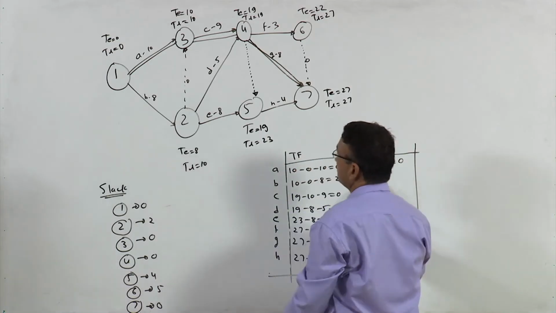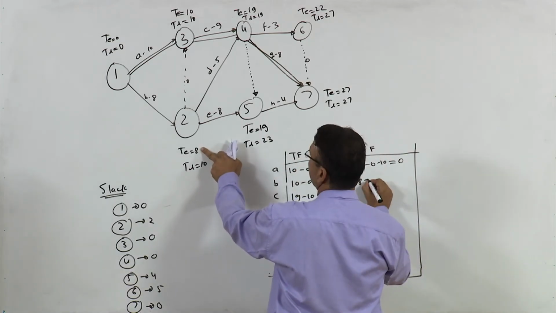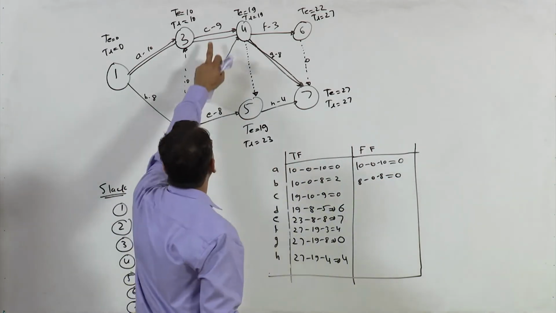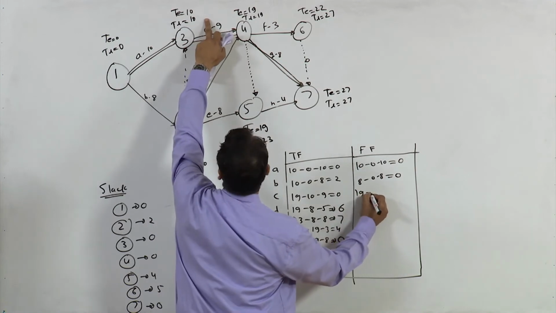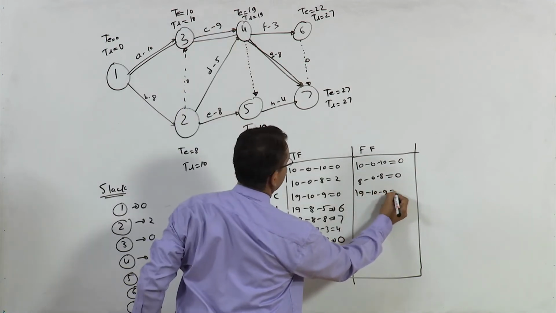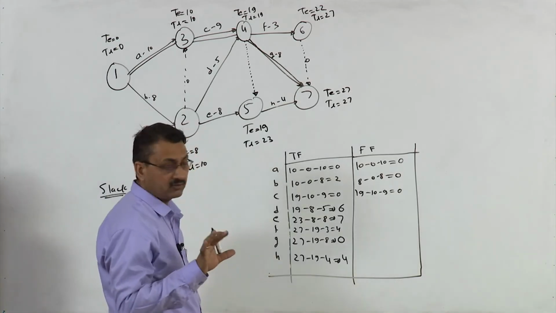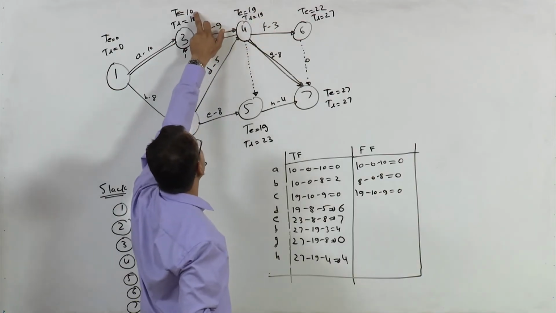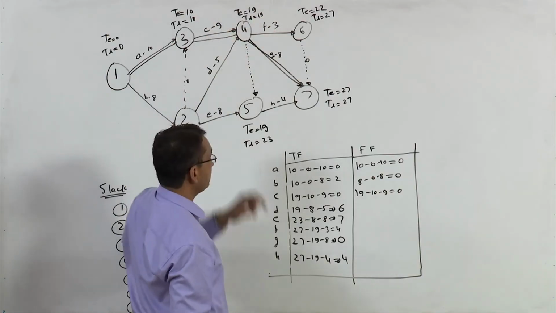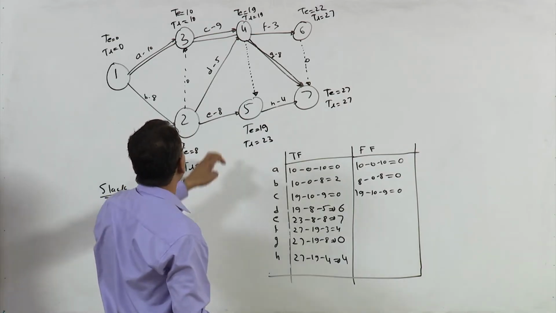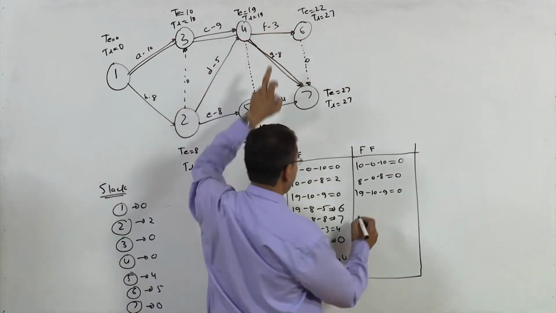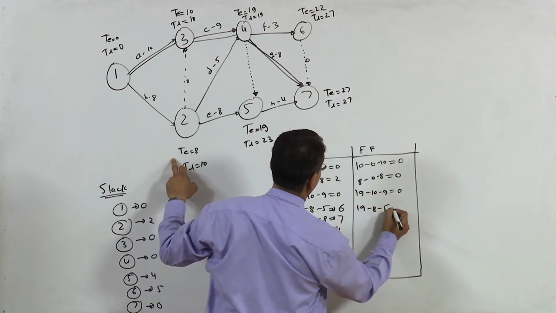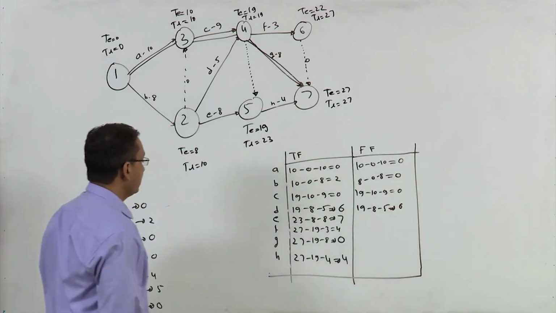For B, 8 minus 0 minus 8, this is 0, right? For activity C, 19 minus 10 minus 9, this is 0, right? So we are focusing only on TEs. For activity C, TE here and duration, right? For activity D, it is this, so TE is 19 and TE is 8 minus 5, 6.